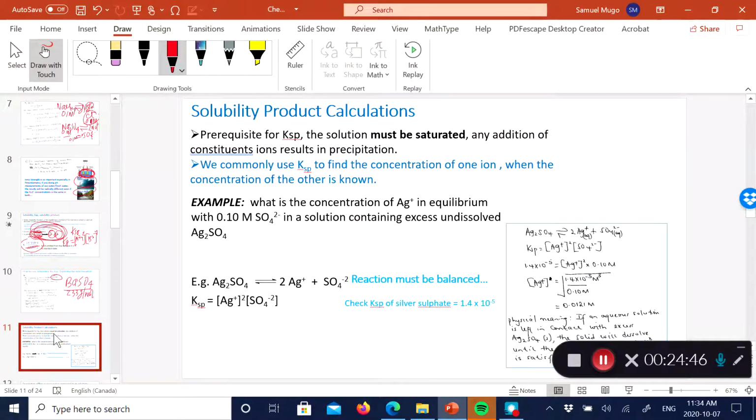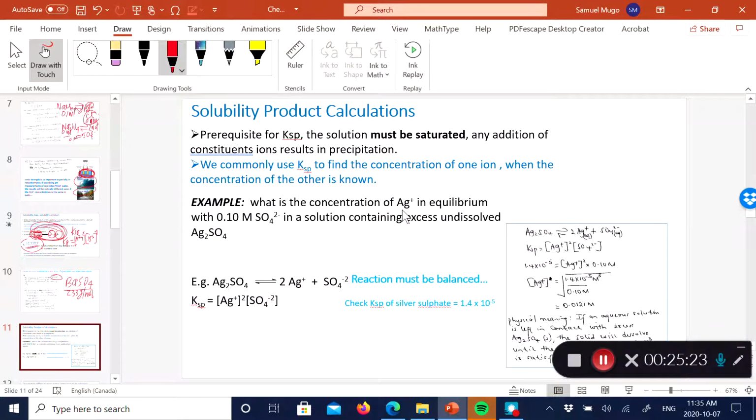In most cases, when you're doing solubility product calculations, like I said, we must make sure that the solution is saturated so that the equilibrium expression for the solubility product is satisfied. Otherwise, there is an error. We often use solubility product calculations to determine the concentration of one species if the other is already known. I'll give you an example.